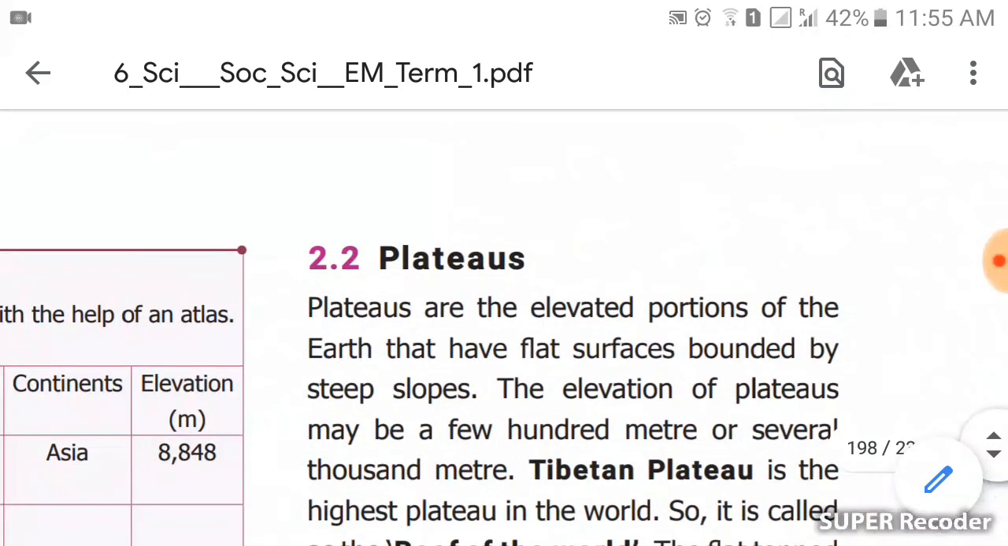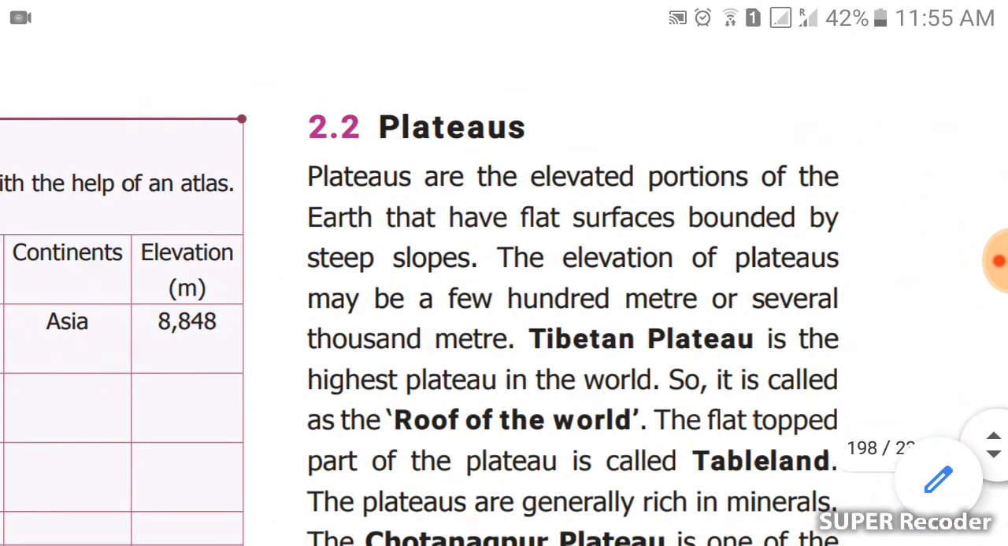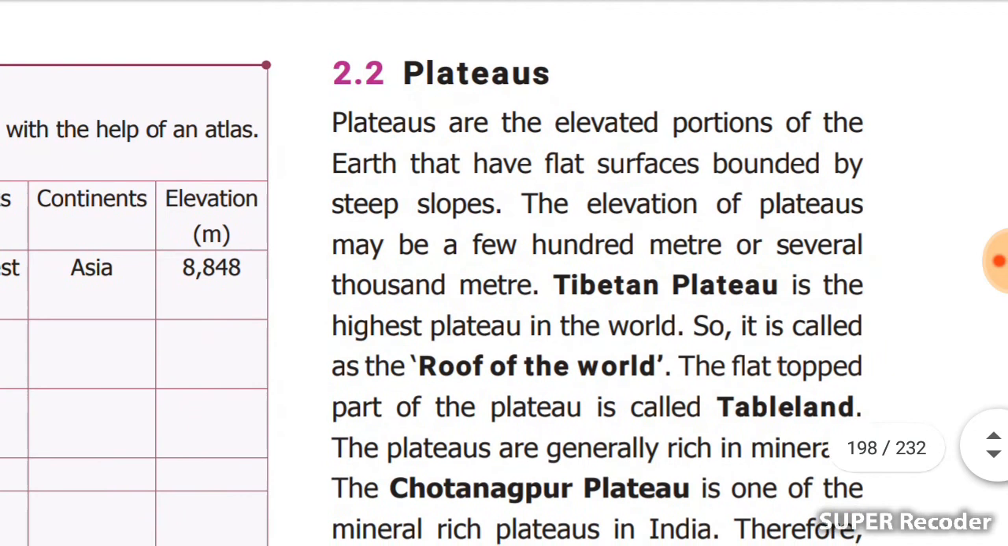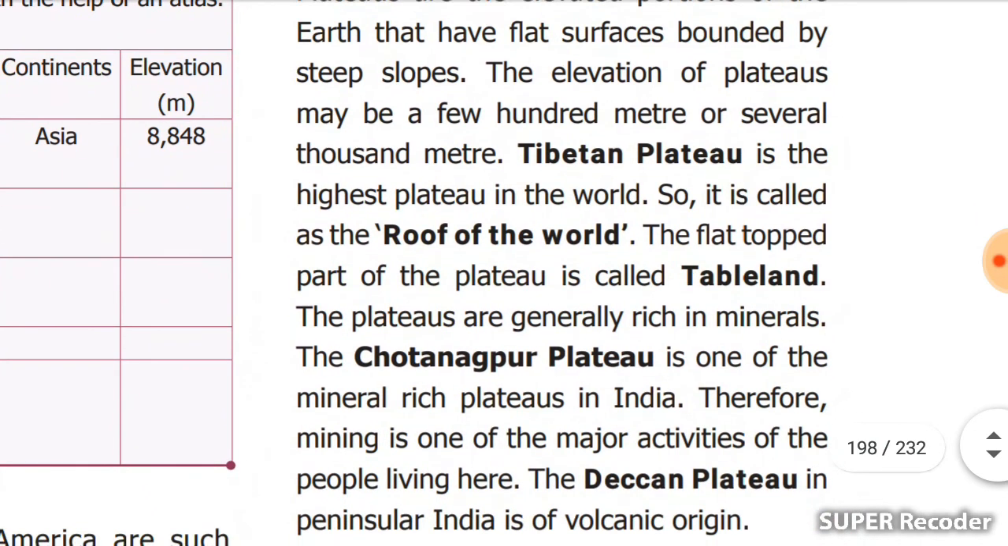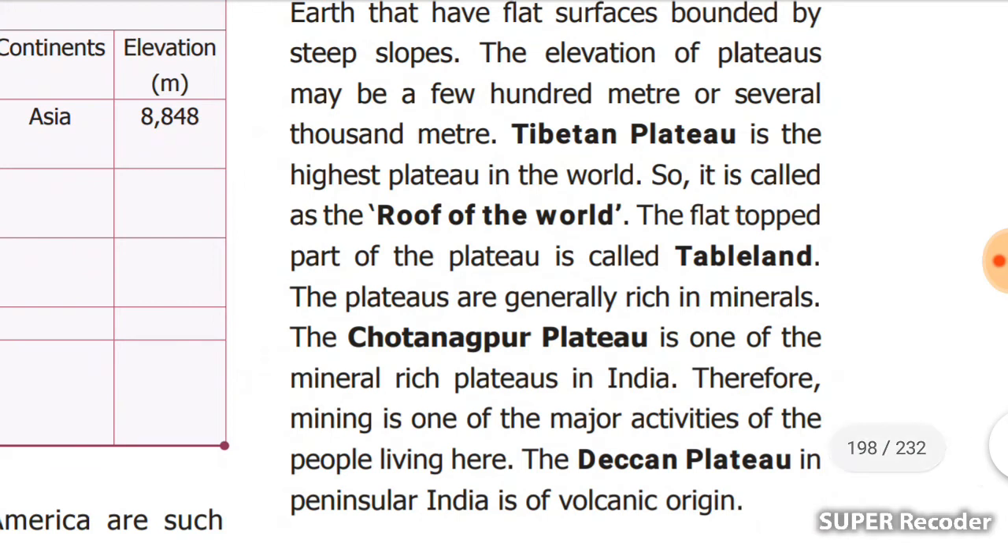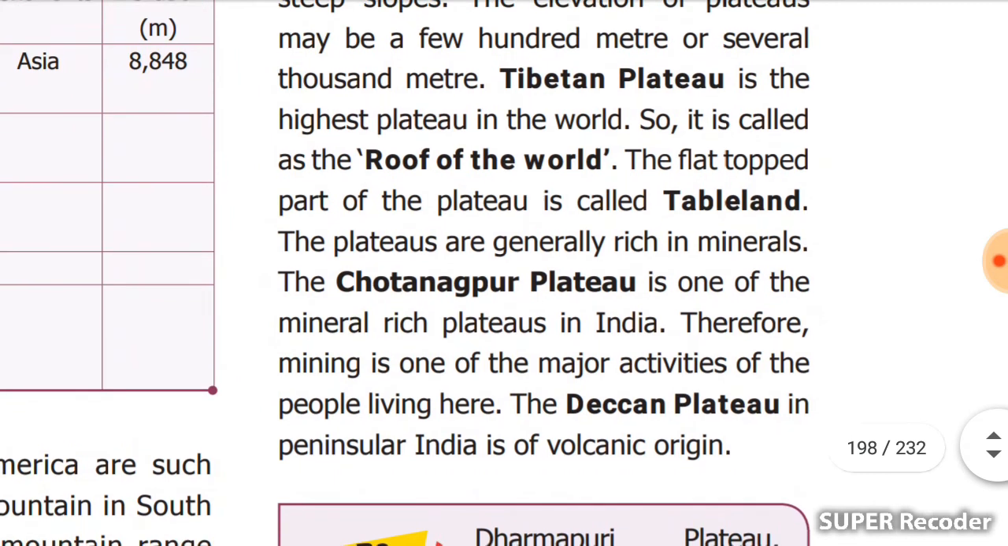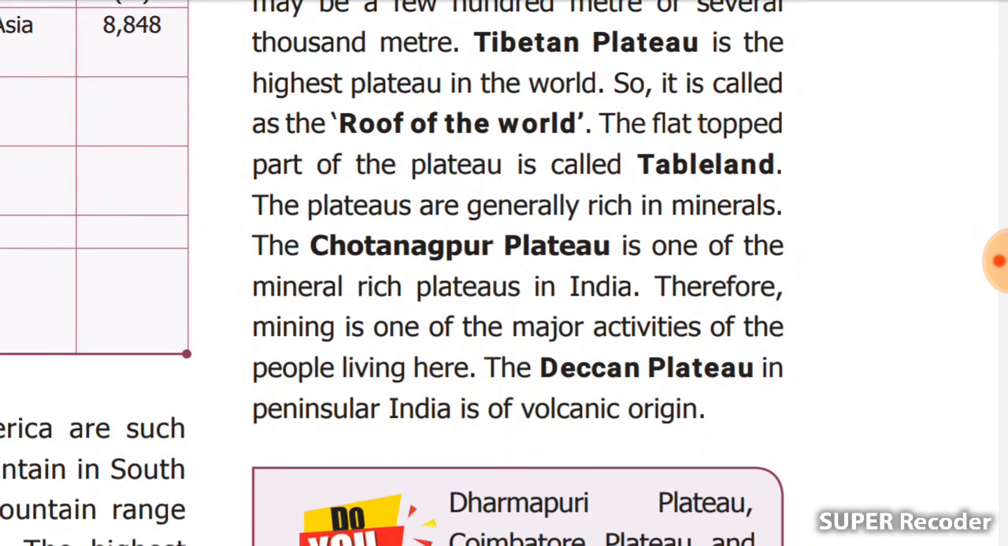Now we are going for plateaus. Plateaus are the elevated portion of the earth. Elevation of the plateaus may be a few hundred meters or several thousand meters. Tibetan plateau is the highest plateau, and so it is called the roof of the world. And the flat topped part of the plateau is called a tableland.